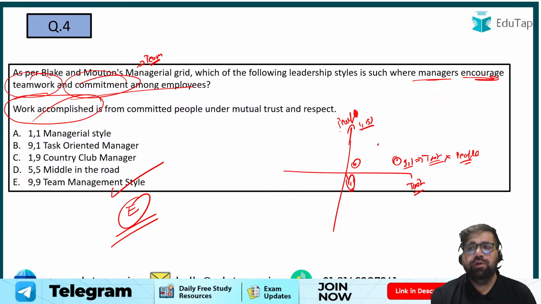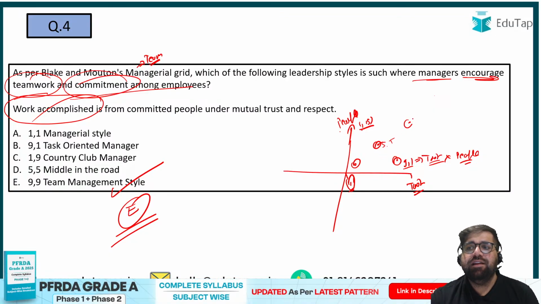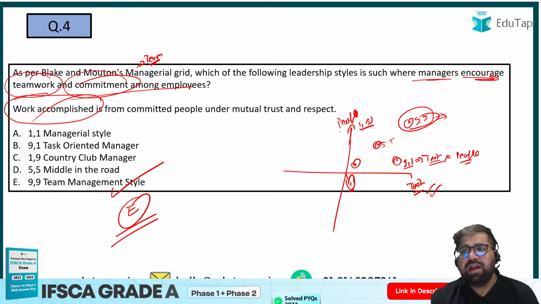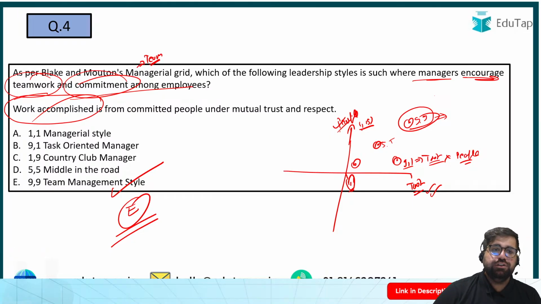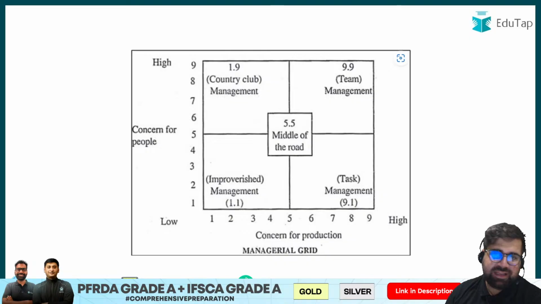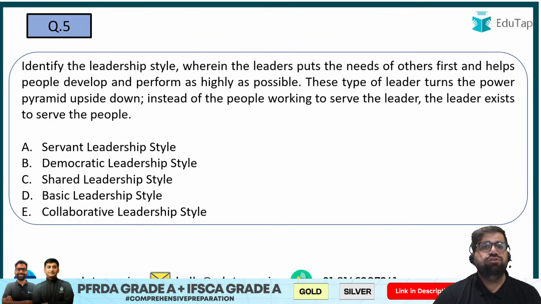Then you have middle of the road also. Middle of the road basically means that you balance everything out. So your score will be 5,5, and then comes your 9,9. 9,9 is like best. You are able to handle the task also. At the same time, you are also able to handle the people's demand. So the answer over here will be option number E. Good. Now coming to question number 5.